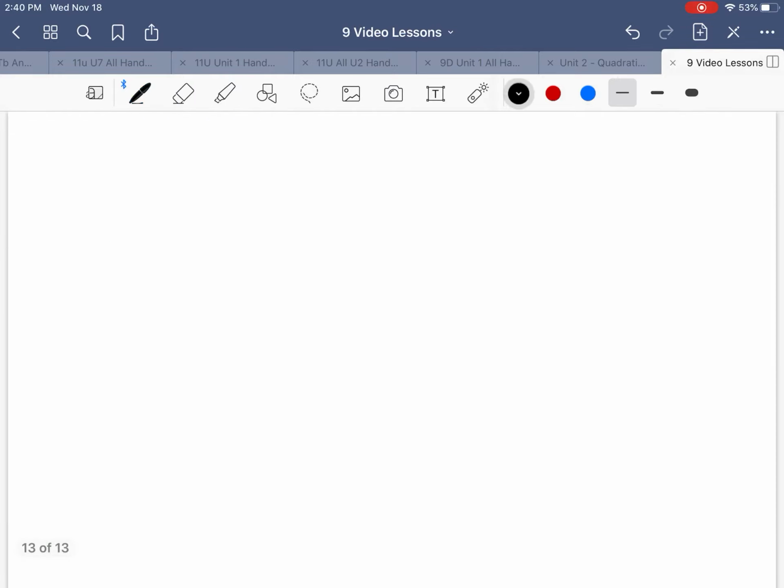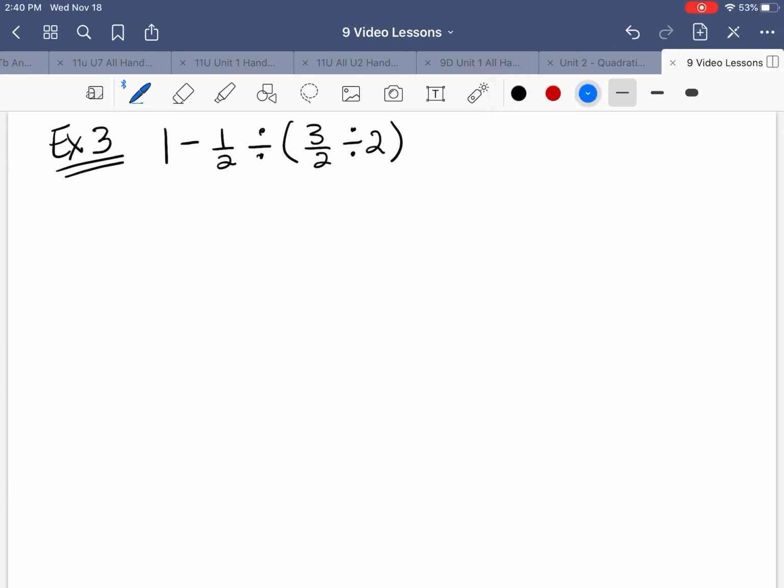Let's do one last example here. One minus 1/2 divided by bracket 3/2 divided by 2, close bracket. So the first thing I'm going to do here is I'm going to work inside my brackets because, of course, we are following BEDMAS. And I'm going to end up with 3 over 2.